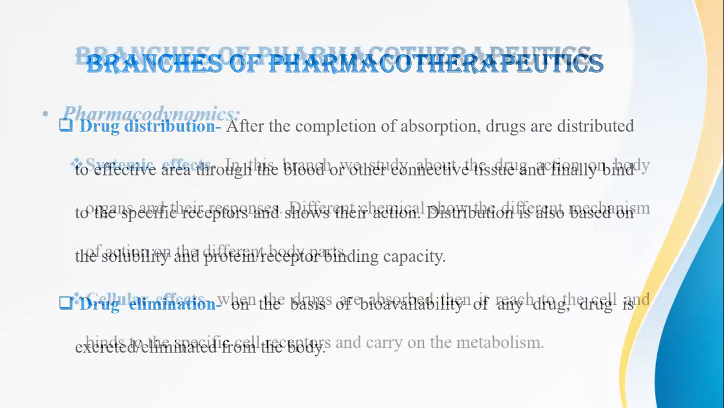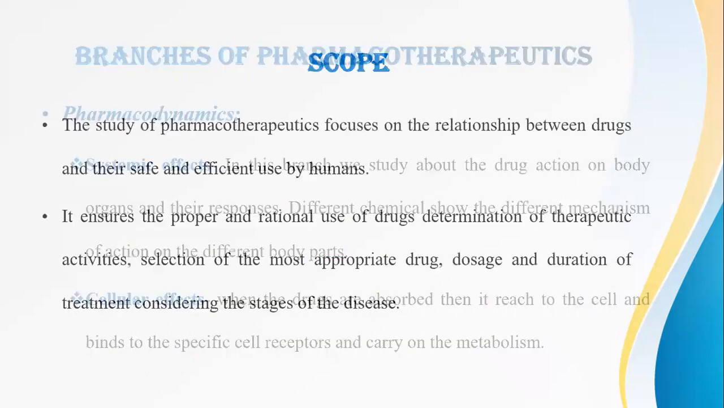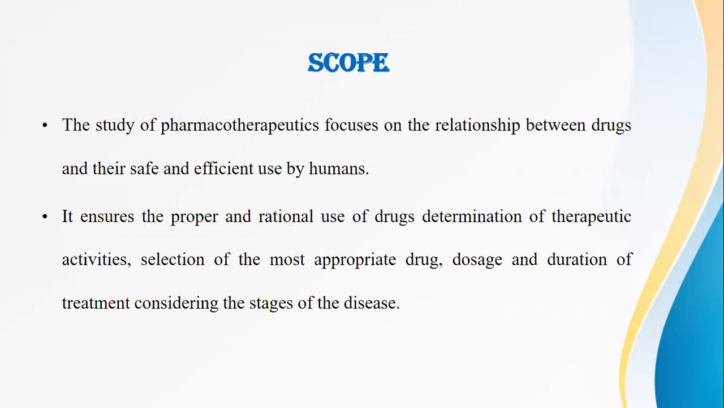Then comes pharmacodynamics, the second branch of pharmacotherapeutics. It involves systemic effects and cellular effects. By definition, pharmacodynamics is what the drug does to the body. Systemic effects: in this branch, we study the drug action on body organs and their responses. Different chemicals show different mechanisms of action on different body parts. Cellular effects: when the drugs are absorbed, they reach the cell, bind to specific cell receptors, and carry on the metabolism.